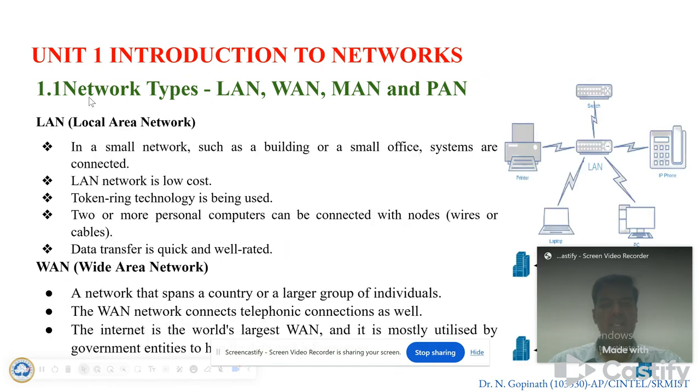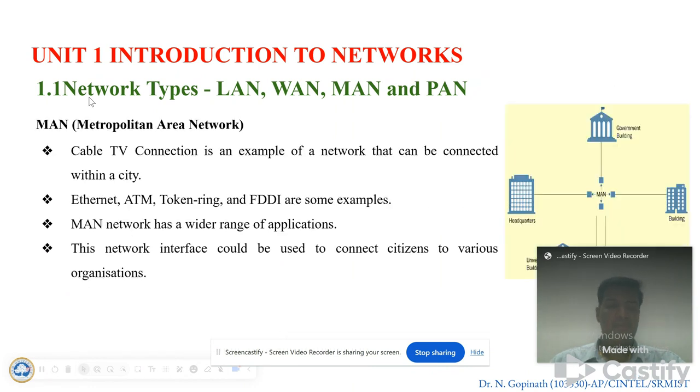Next is the local area network. In a small network, such as a building or a small office, systems are connected. LAN network is low cost. Token ring technology is being used. Two or more personal computers can be connected with nodes. Data transfer is quick and well rated. Next is the wide area network. A network that spans a country or a larger group of individuals. The WAN networks connect telephonic connections as well.